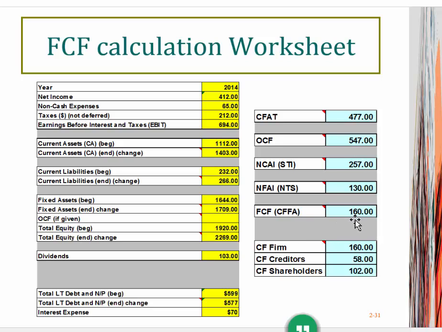So in this case, again, you see there's $160 left over. Well, how is that money distributed? $58 goes to creditors and $102 goes to shareholders. So that's how ultimately this free cash flow has been distributed to those investors. That's the end of chapter 2.